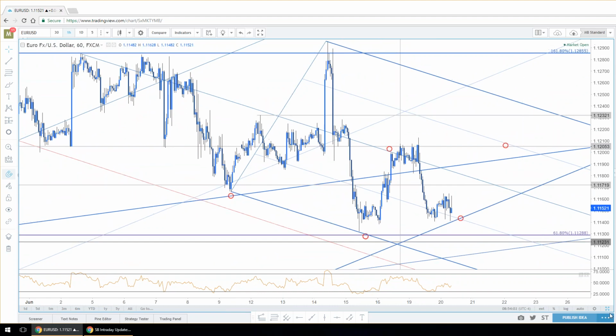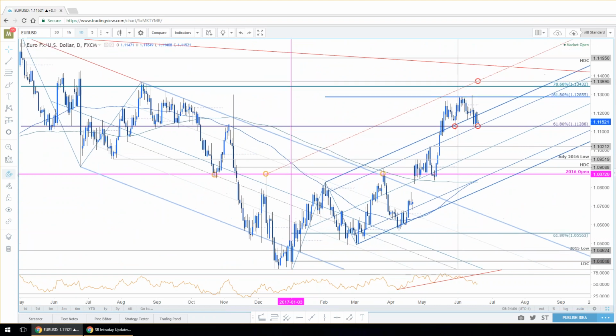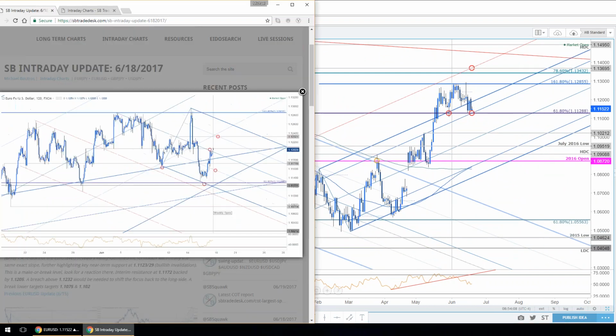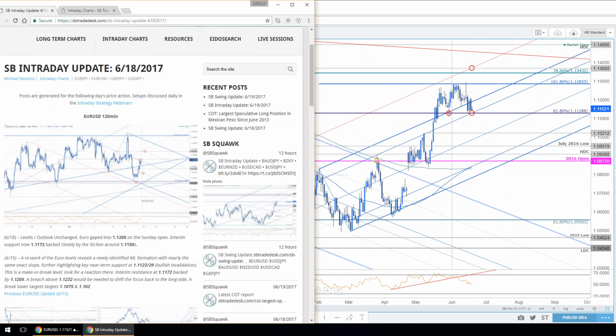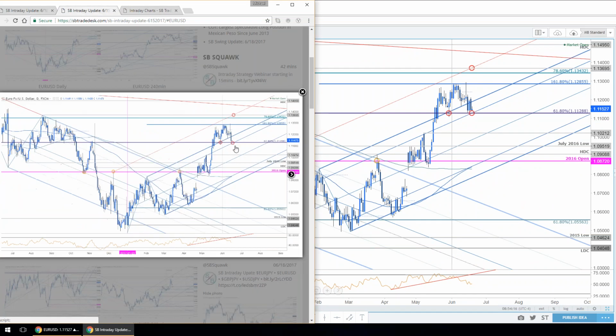So let's start off with the daily chart. Here's what it looks like, and you guys have seen this before. It was in the previous update from the 15th. Okay, here's what we looked like on the daily back on the 15th. We highlighted that key support at 111.28, 111.29. We rebounded off that region.